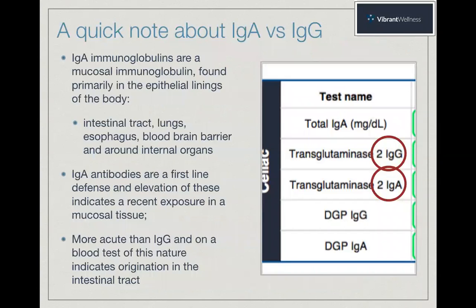Before diving into the individual panels, it's important to get a basic understanding of the patterns of immunoglobulins and what each type can indicate for clinical interpretation. IgA immunoglobulins are a mucosal immunoglobulin found primarily in the epithelial linings of the body, the intestinal tract, lungs, esophagus, blood-brain barrier, and around the intestinal organs, for instance. IgA antibodies are a first-line defense, and elevation of these indicates a recent exposure in a mucosal tissue. These are more accurate than IgG antibodies, and on a blood test of this nature usually indicate origination in the intestinal tract.